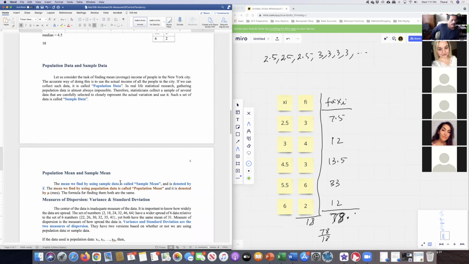impossible. So when you find the mean using sample data, that's called the sample mean, and the notation for that is X bar. X bar represents the sample mean.